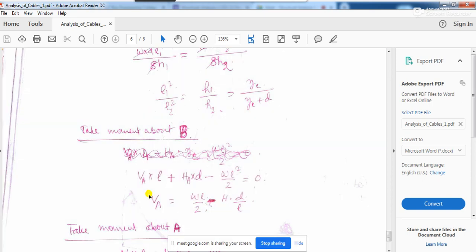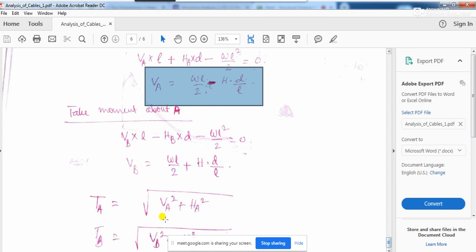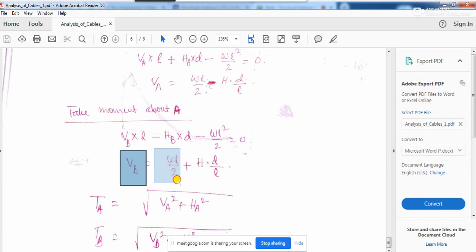So you see the value of Va is going to be equal to WL by 2 minus H into D upon L. On the other hand, if you take moment about A, you are going to get the value of Vb, and this Vb is going to be equal to WL by 2 plus H into D by L. You see the difference. When the supports are at the same level, you have got Va equal to Vb equal to WL by 2, right?